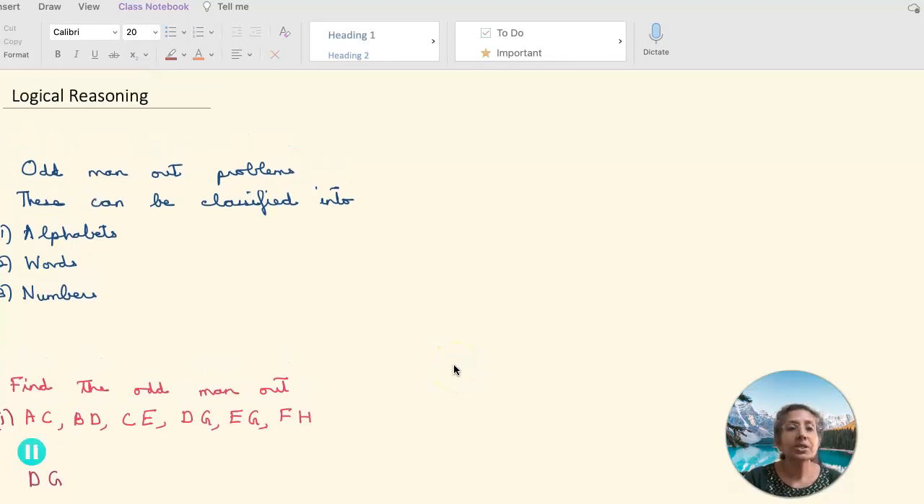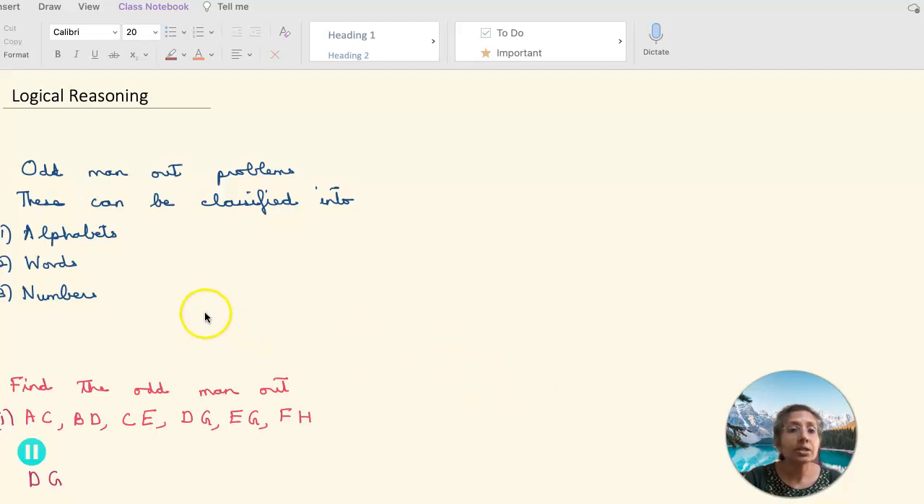So welcome to this session. We'll be talking about logical reasoning, and here today we will be discussing odd man problems. Which one is the odd person or the odd sequence, and these are used in competitive exams. Also, we will be learning a little bit about syllogism, which is again a part of logical reasoning.